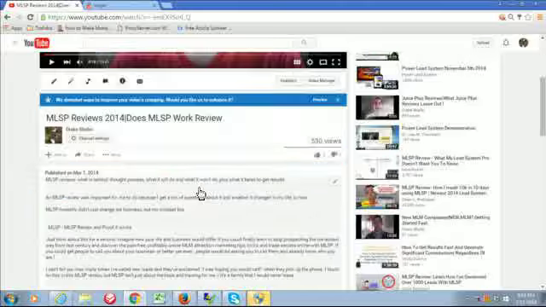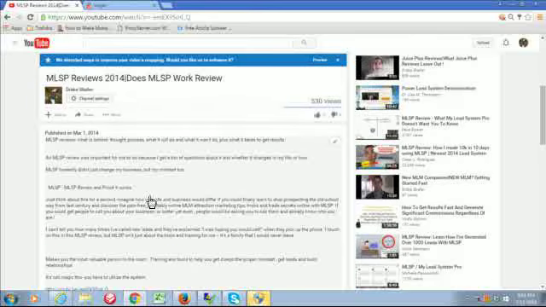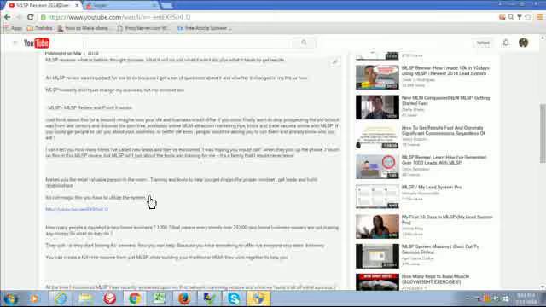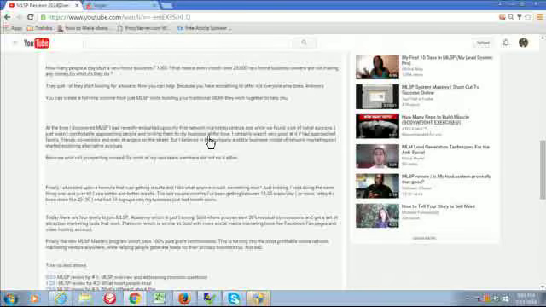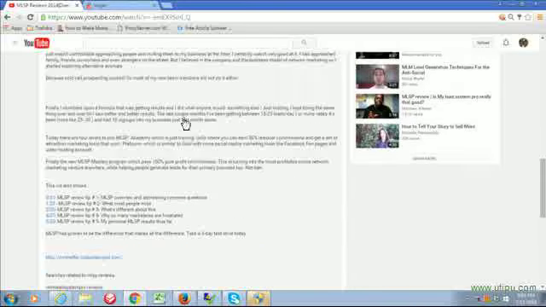So my keyword in this case looks like it was probably MLSP 2014 or reviews 2014 or MLSP review. So obviously it's in the title. That's huge, and I've got it sort of what I call scattered, spread out in between there. So you really want to use it no more than like 2.5 to 5% of the time in your video. So the rest of it is content. I'm talking about that here.